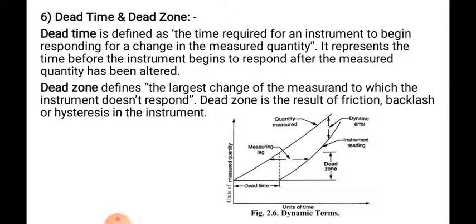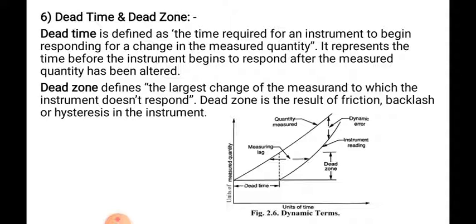Okay, so that threshold is nothing but the dead time. Okay, so it means the time required for the instrument to begin responding for a change in the measured quantity. Okay, it means after supplying the input signal to the instrument, it requires a certain time to begin the response to the given input signal. Okay, that is nothing but the dead time. Dead time means what? For that particular time instance, the instrument will not show the reading. That is nothing but the dead time.